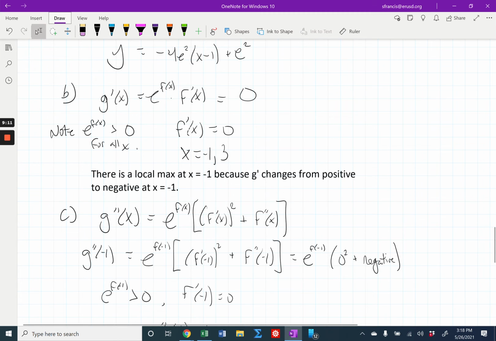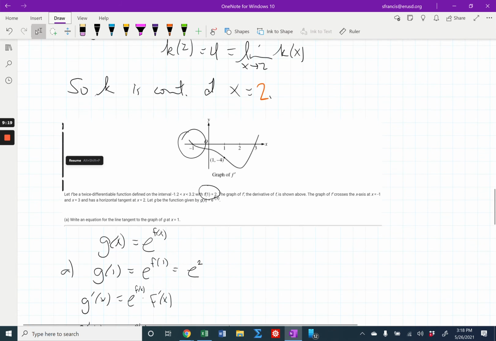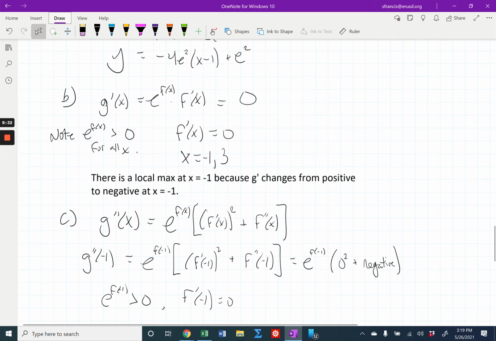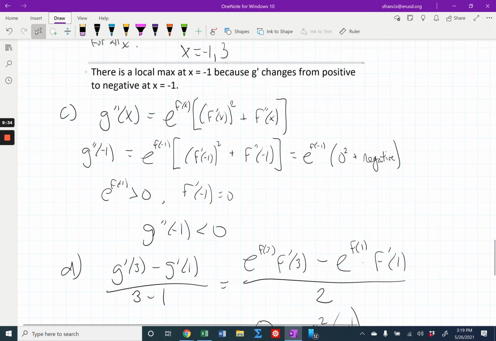If we look at the graph, f prime is equal to 0 at negative 1 and 3. And then I just went and looked at the graph. Around negative 1, the graph goes from positive to negative, so that means we're going to have a local max there. Around 3, the graph goes from negative to positive, so there'll be a local min happening there. We want the local max, so I just write the statement. There's a local max at x equals negative 1 because g prime changes from positive to negative at x equals negative 1.